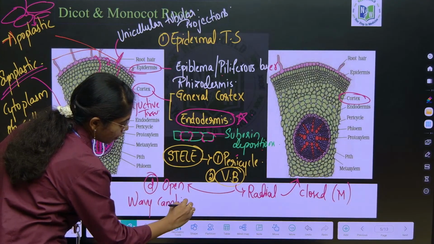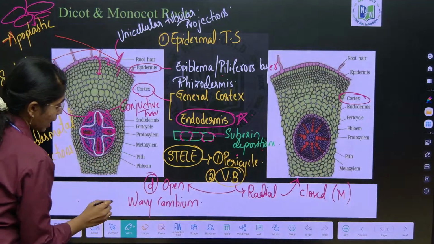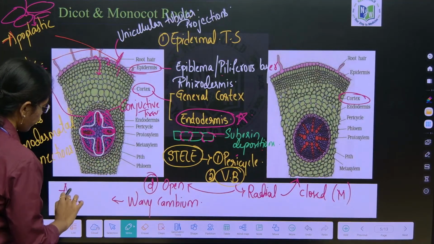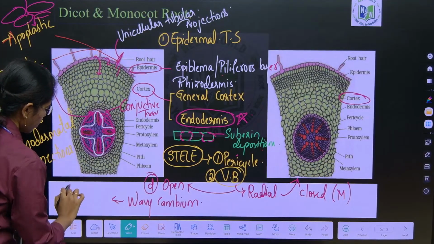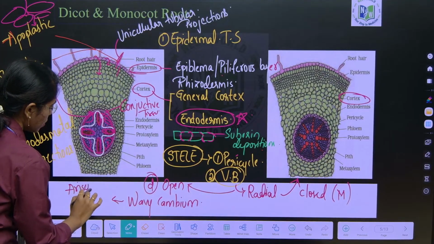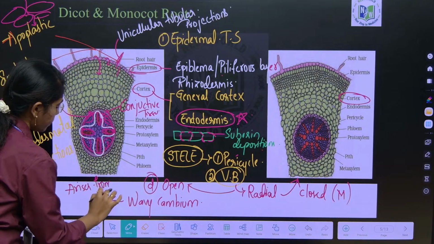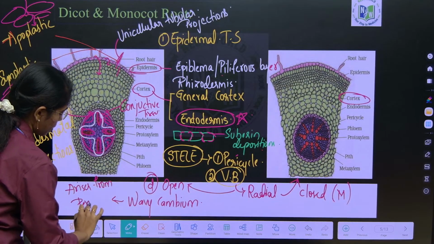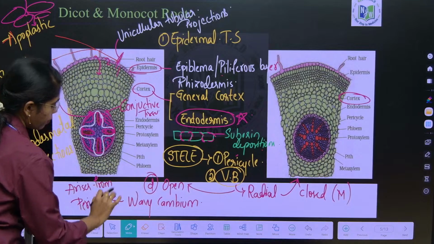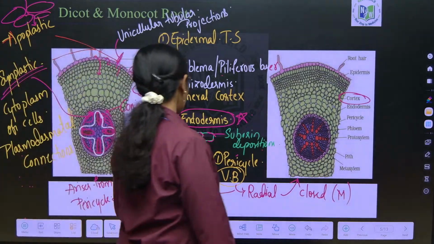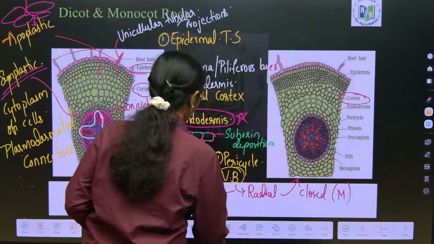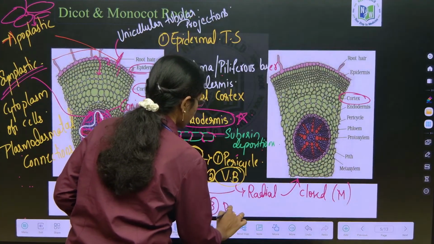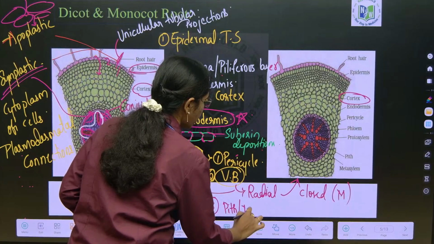From where does this wavy cambium arise? This arises from pericycle. Fine, right. So, after vascular bundles, third is pith or medulla.